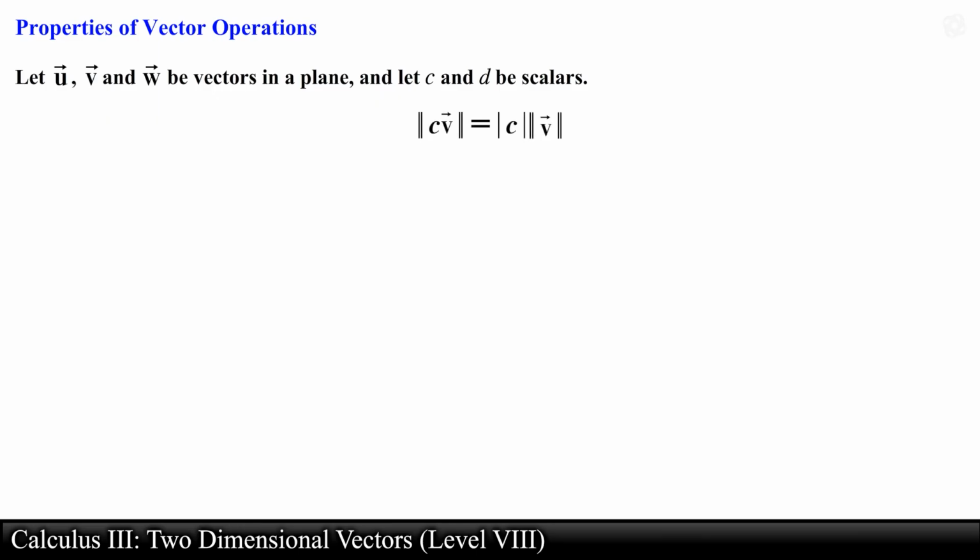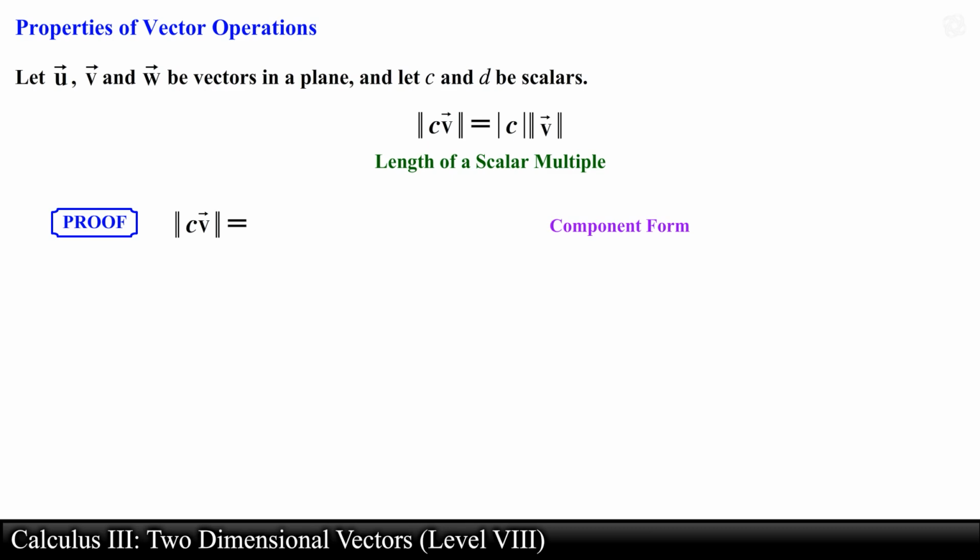A property that involves the length or magnitude of a vector along with a scalar is the length of a scalar multiple. The magnitude of a scalar times a vector is equal to the absolute value of the scalar times the magnitude of the vector. This can easily be proven. We start by denoting vector v in component form as follows.